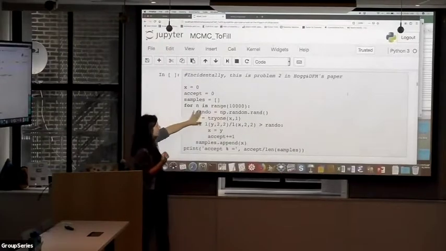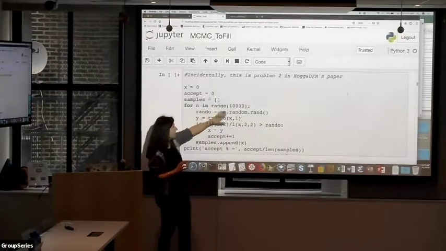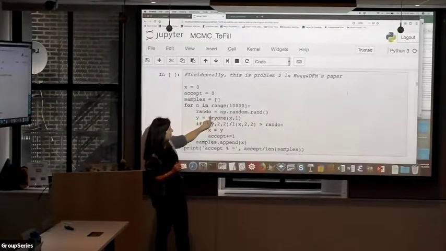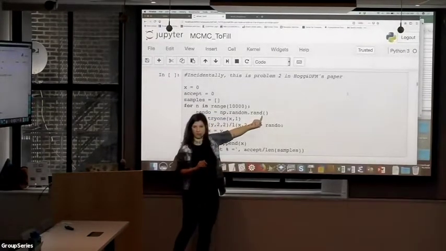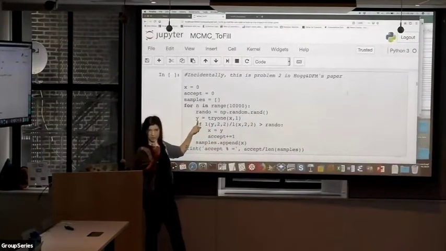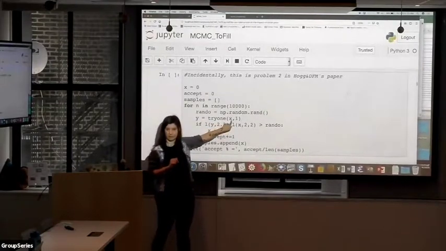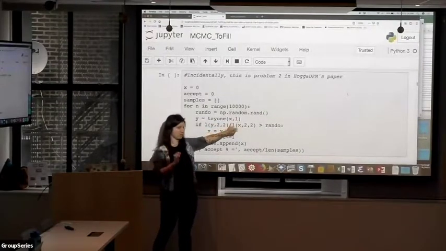Okay? So now I'm saying, okay, I'm going to use 10,000 steps. So I'm repeating this a bunch of times. I'm generating my uniform random number. Then I'm saying, okay, y, which is my new point, is my proposal density centered at the current location with the standard deviation of 1.